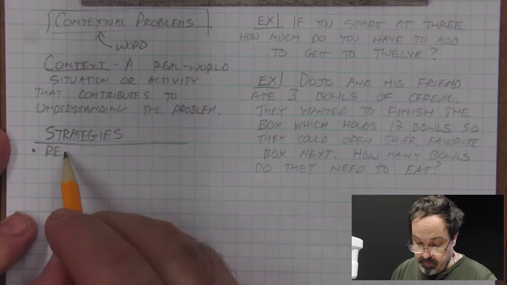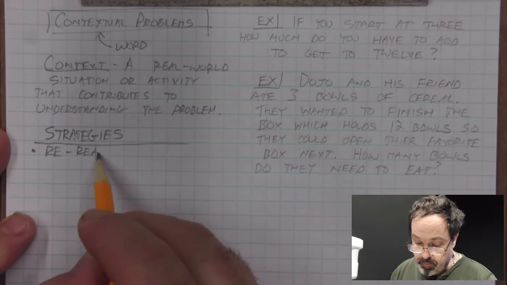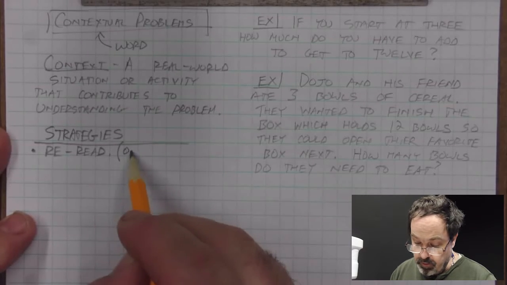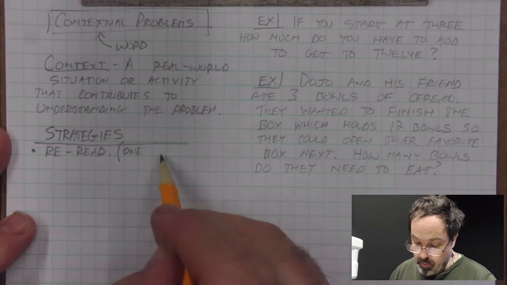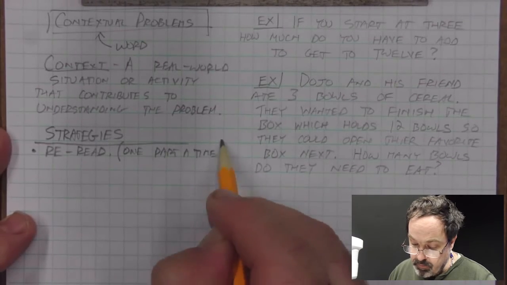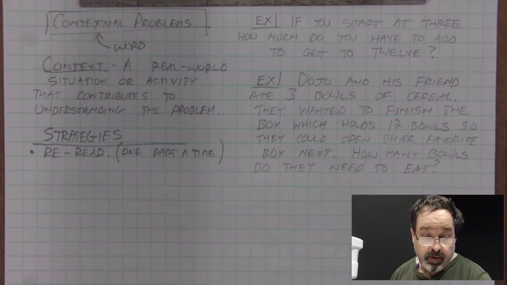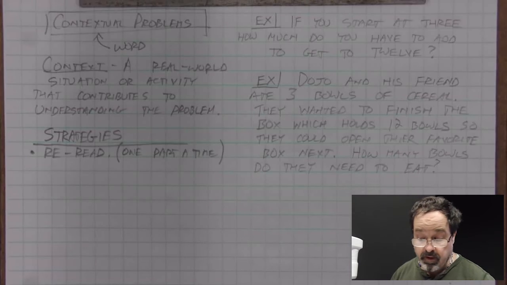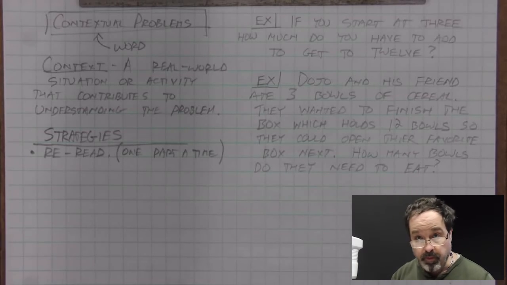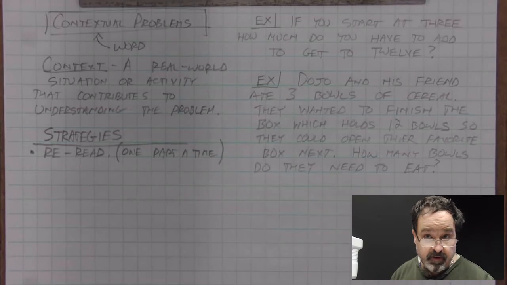The most fundamental of the strategies is to reread. And we could also reread one part at a time. In other words, slow down. Read the problem once, and then go back to the beginning and read it more slowly, one part at a time, one sentence at a time, or one idea at a time.